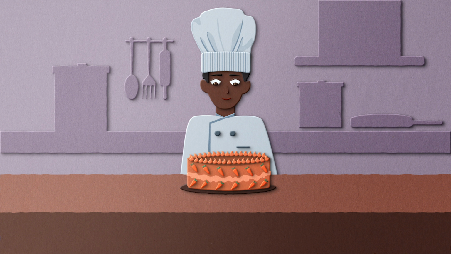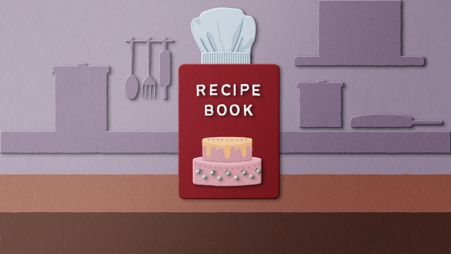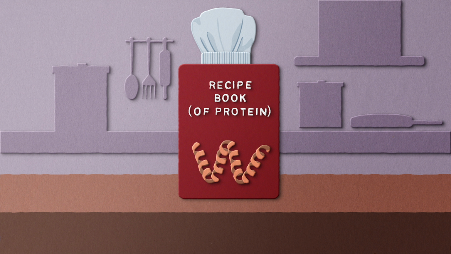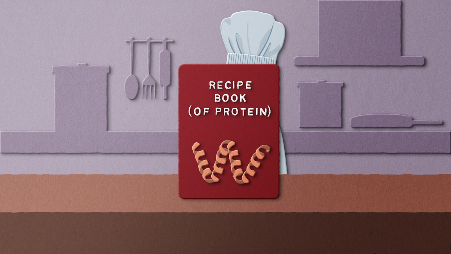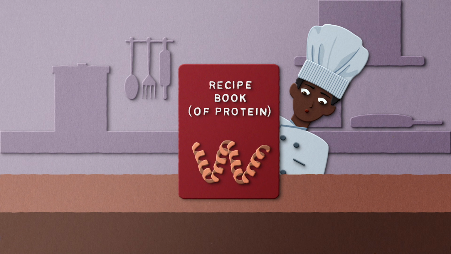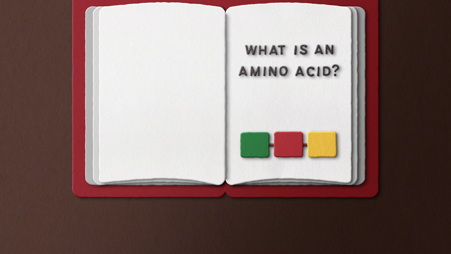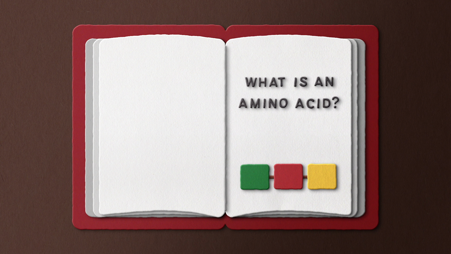You get the idea. A cake is only a cake because of its specific ingredients, kind of like a protein is only a protein because of its amino acids. You might be wondering what an amino acid is and how it dictates protein type and function. Well, you've come to the right place. Let's get into it. First off, what is an amino acid?